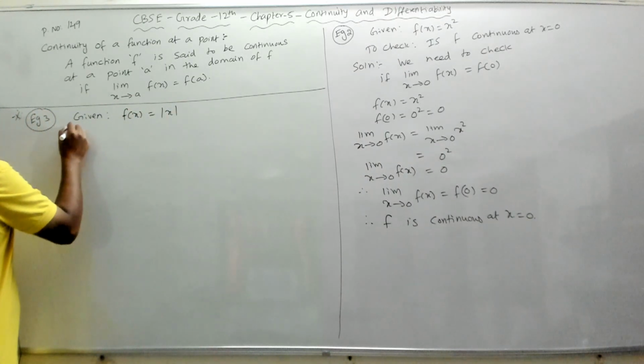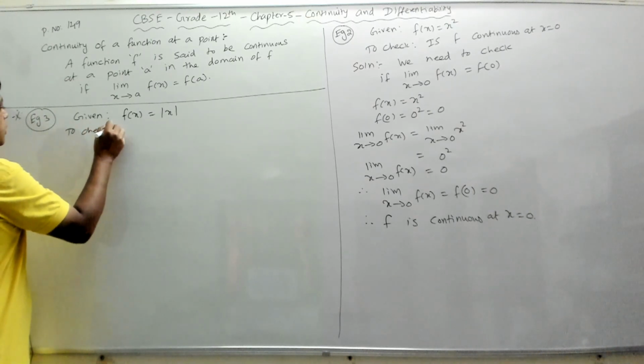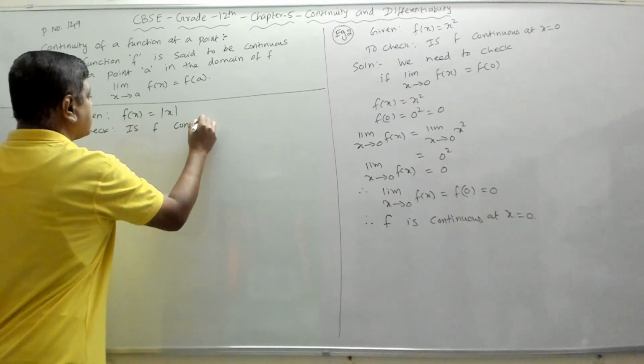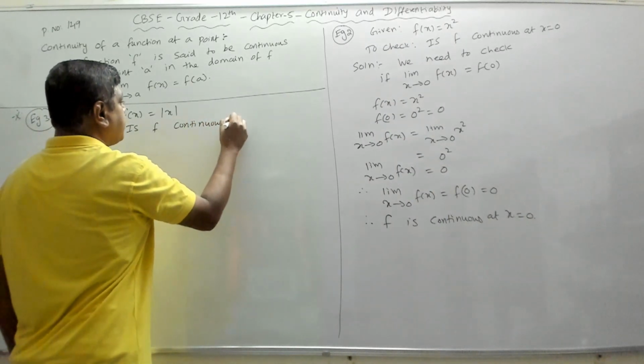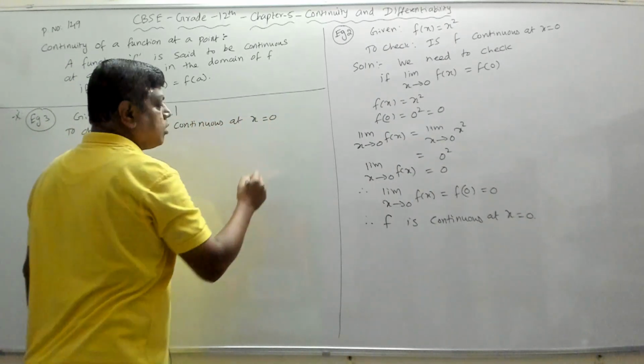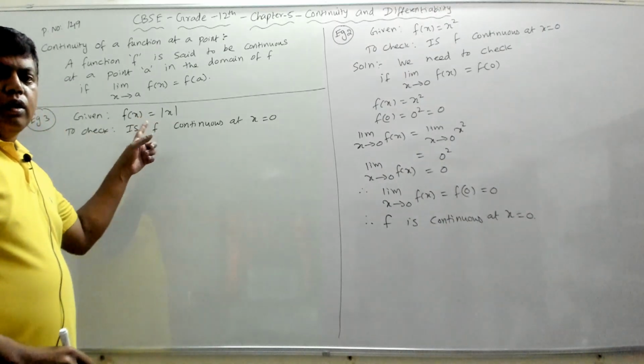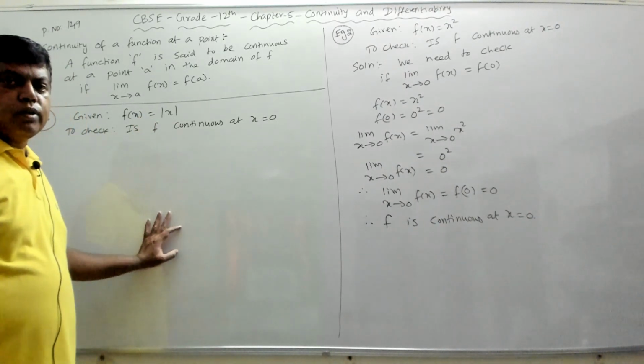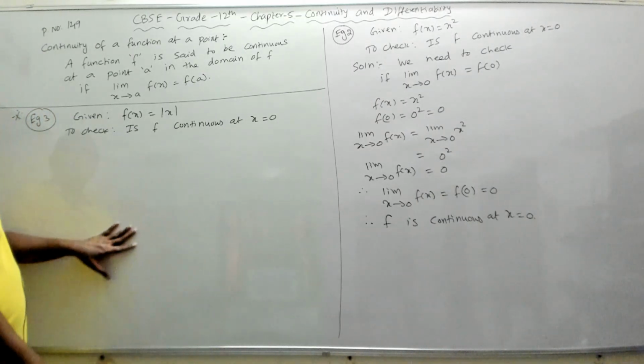Now what we need to check again is, is f continuous at x is equal to 0. At the point x is equal to 0, is this function continuous? Whether this function is continuous or not at x equal to 0. Now solution.